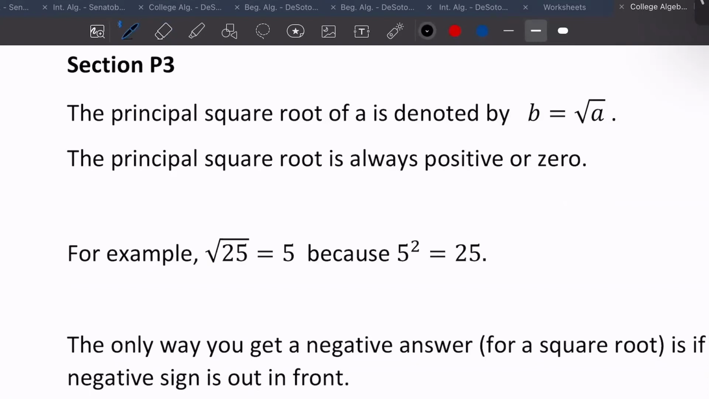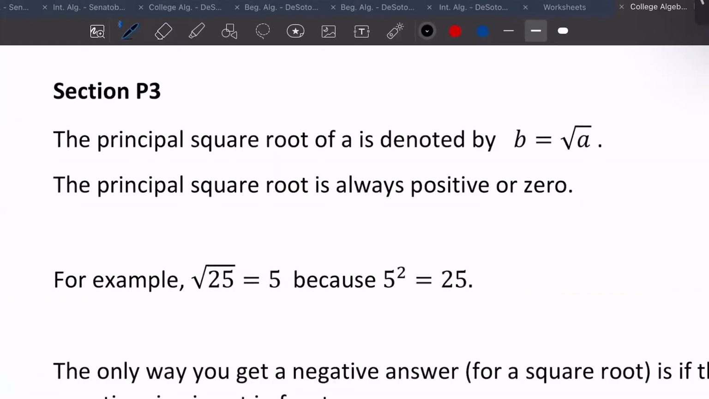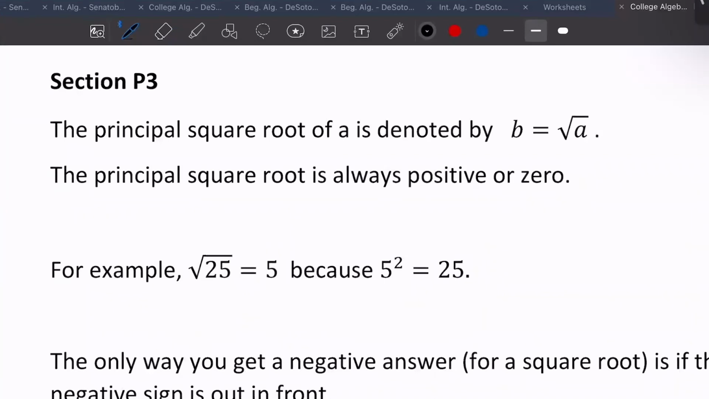All right, section P3. This is all about square roots. We're going to take lots of roots in this section. We're going to work with radical expressions as well. So the principal square root of A is denoted by B equals the square root of A, and that square root is always going to be positive or 0.